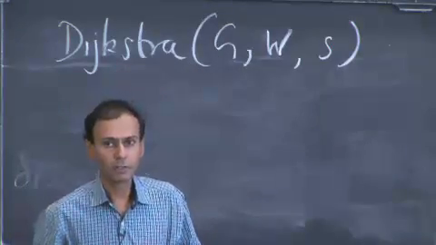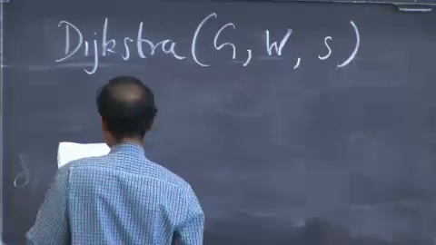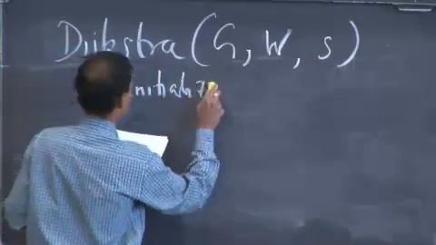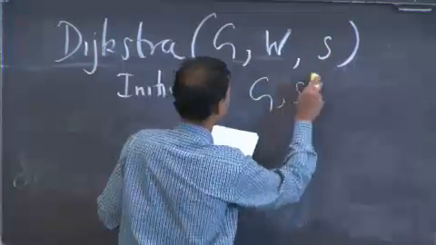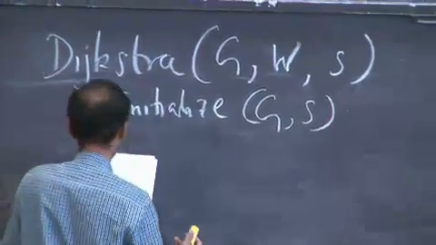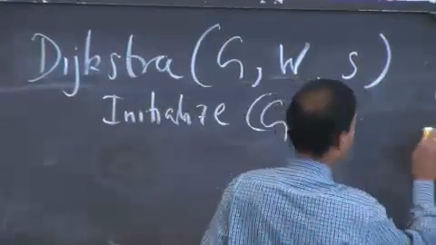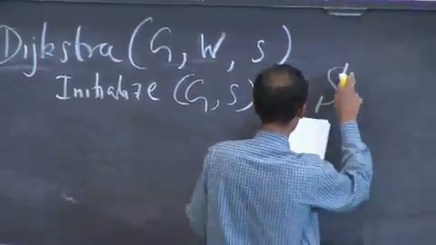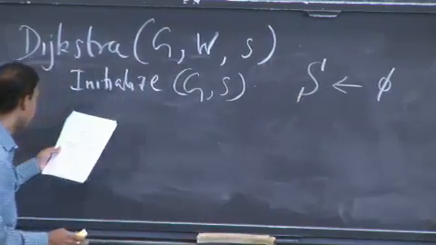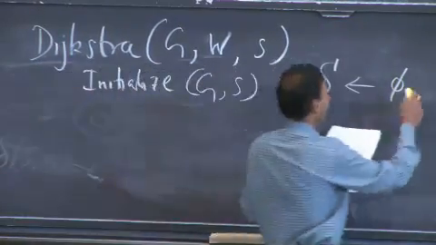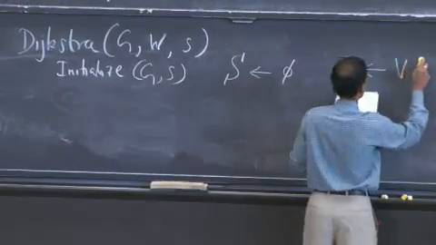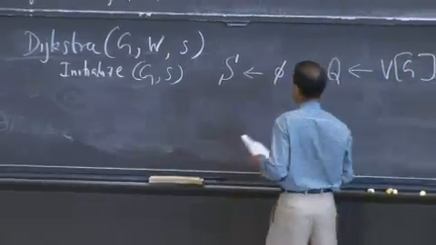So G is your graph, W are the weights, small s is the starting vertex. We're going to initialize G and s, which means we just mark s as the starting vertex, and we're going to also have this capital S that I'll use these little bars to differentiate from small s. So this is a set, capital S is a set. And we're going to initialize that to null. And there's another set called Q, which is initialized to the entire set of vertices.